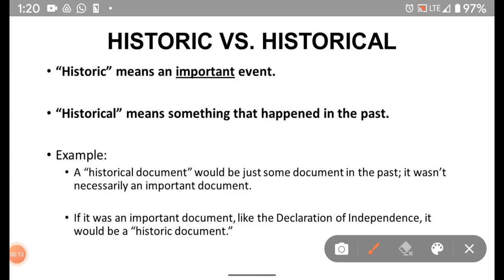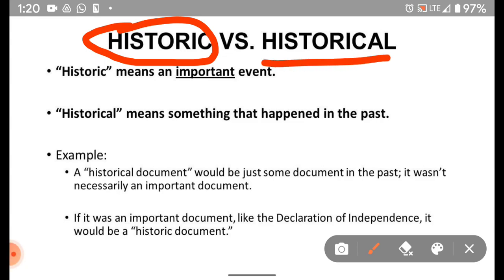Terminologies in history, and that is the difference between historic versus historical. People often confuse the two terms, but they have very different meanings. So talking about definition, historic means an important event, okay? It could also be an event of the future, or it could be an event of the past. Mostly it's about the past, but it could also be about a future event.